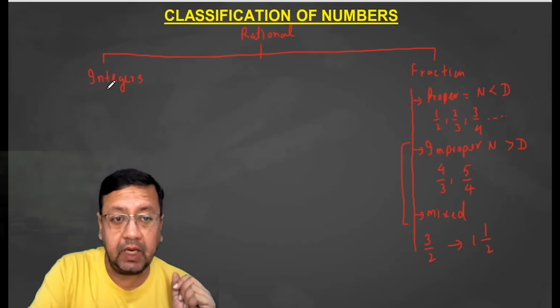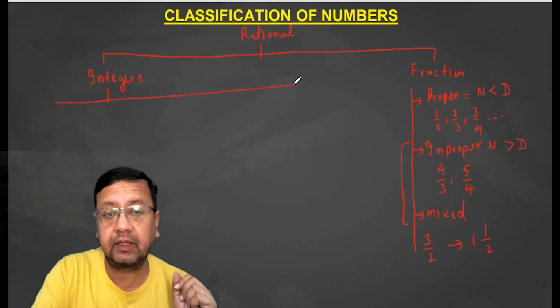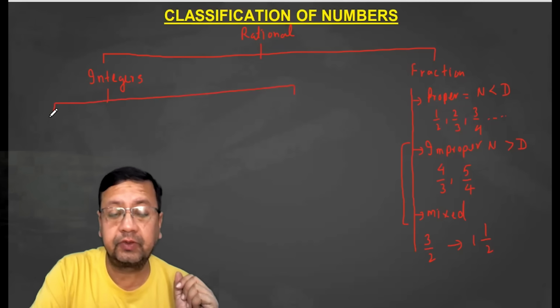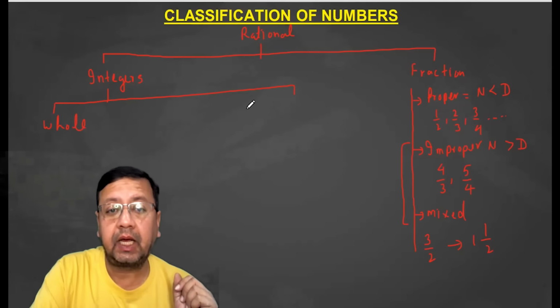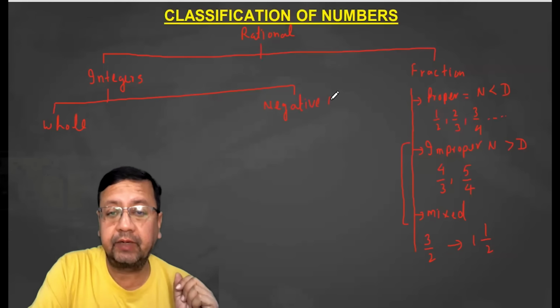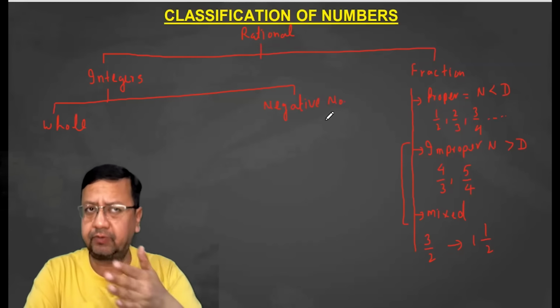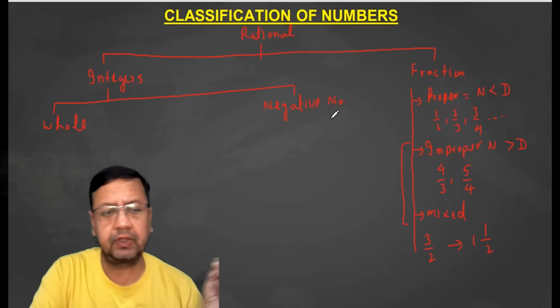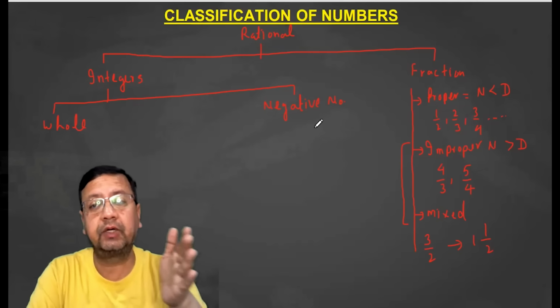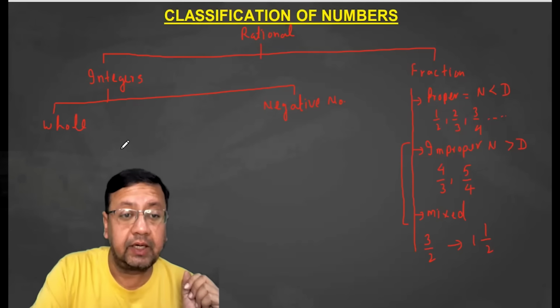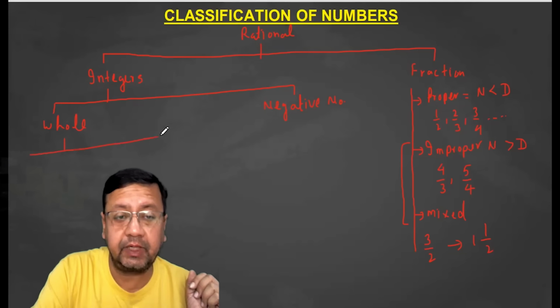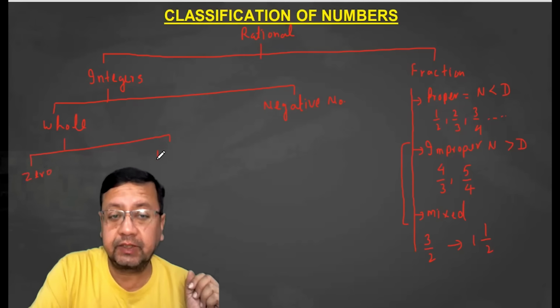Integers can be further categorized under different categories, right? So first we have whole numbers, right? And then we say negative numbers, right? Negative numbers are numbers starting from -1, -2, -3, and so on. Whole numbers start from 0, 1, 2, 3, 4, and so on. Right? Now from the whole numbers, if I take out 0, what is the leftover part? This is called natural numbers.